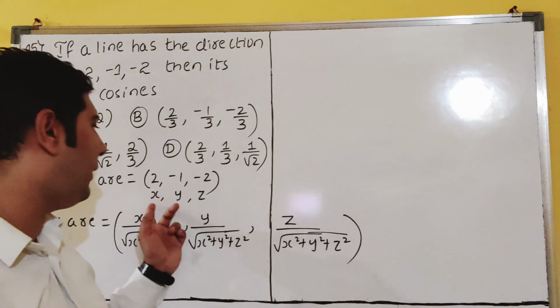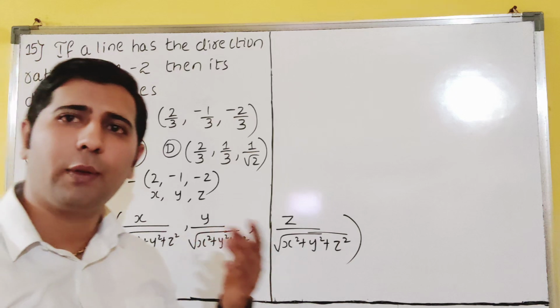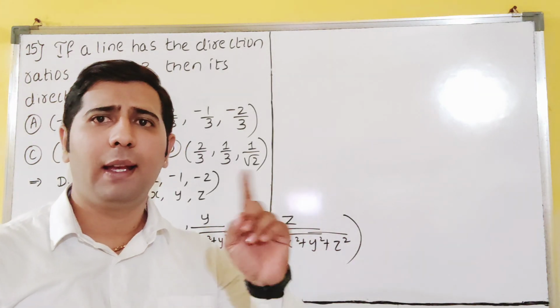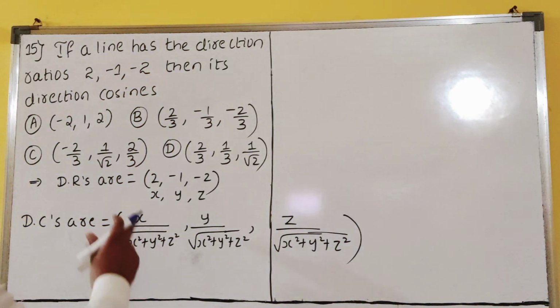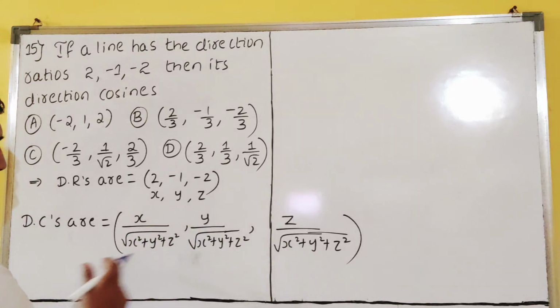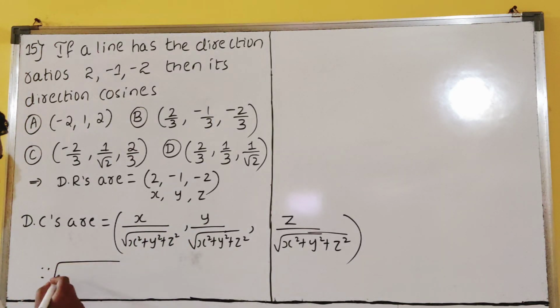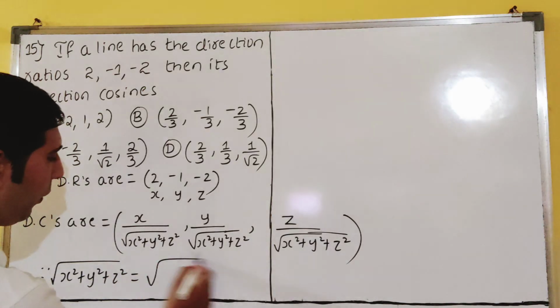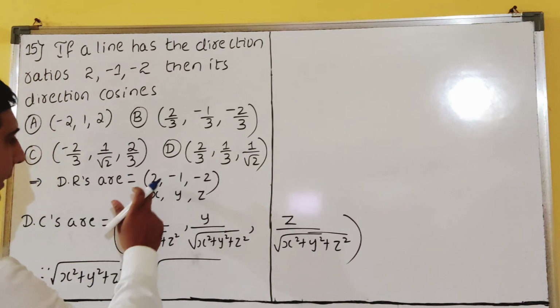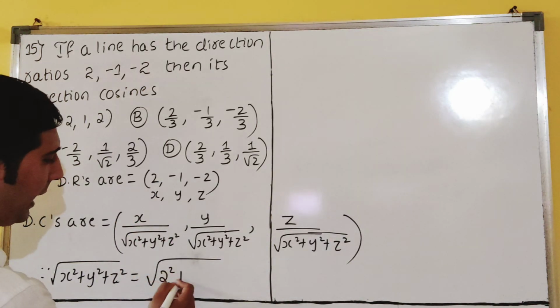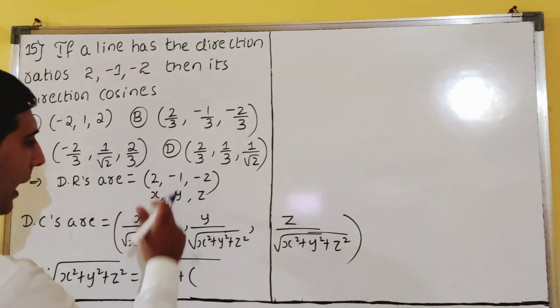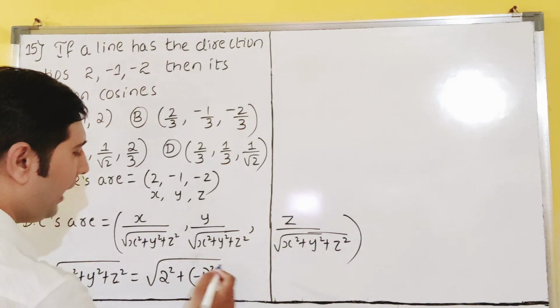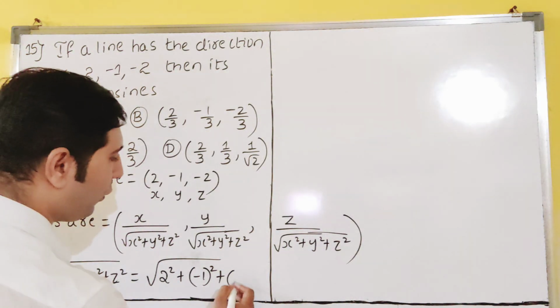Some of the books will refer to a, b, c also. If you want, you can go through a, b, c also. Otherwise, x, y, z is enough. So now see here, the square root I will find. How to find the square root? x square plus y square plus z square. You see, what is x, dear students? x is 2 square. 2 square I can write. What is the y value? y is minus 1 whole square. And z is minus 2 whole square.